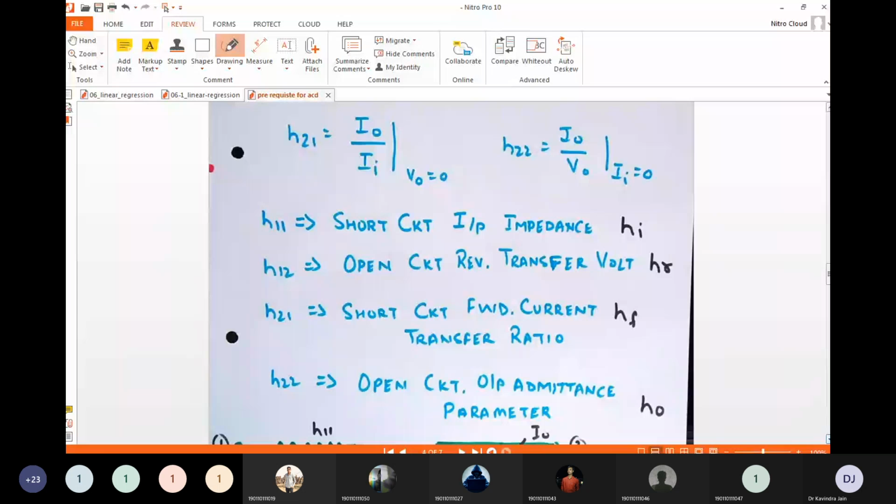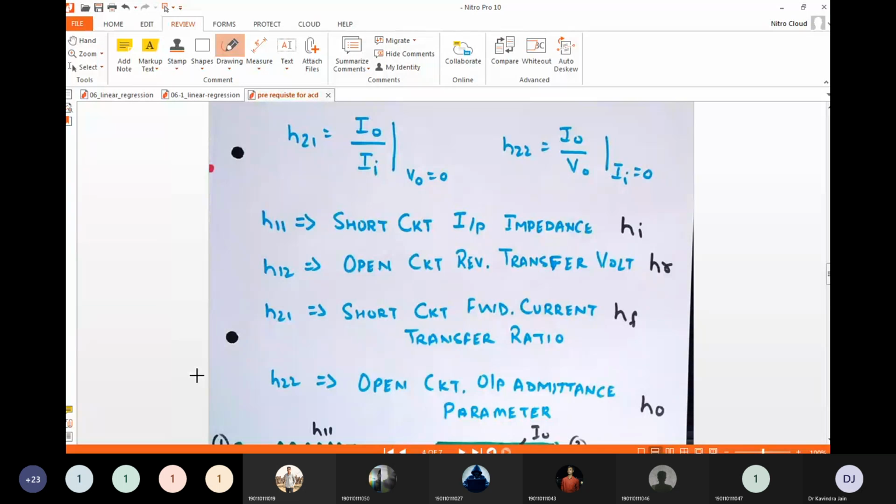Similarly, we focus on H22, which is nothing but the open circuit output admittance parameter, which is denoted by H naught. So we have four parameters, that is Hi, Hr, Hf, and Ho.